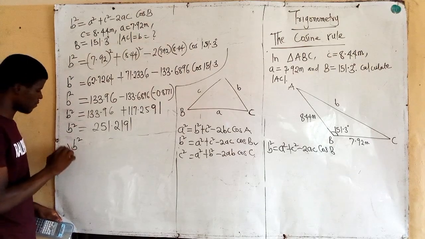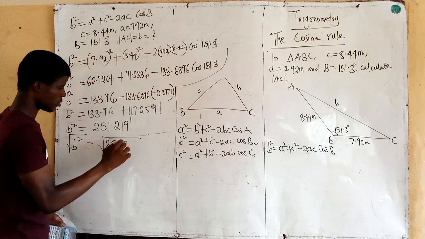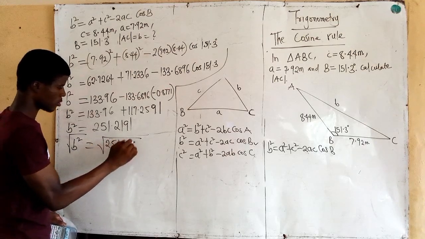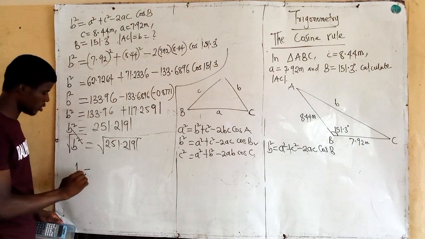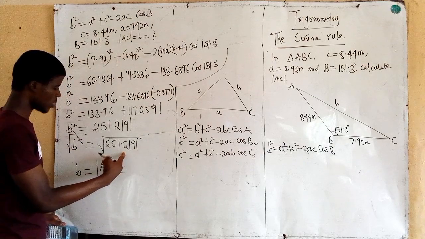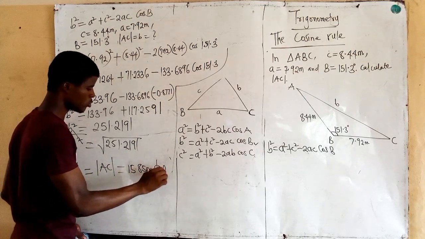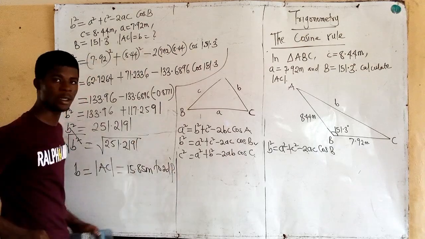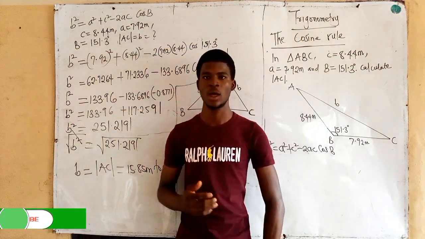So take the square root of both sides, so that the square takes away the square root. b, which is equal to line AC, is equal to the square root of this, 15.85 meters to 2 decimal places. So this is how the cosine rule is applied to solve triangles.